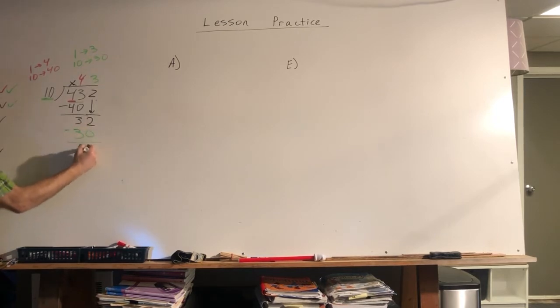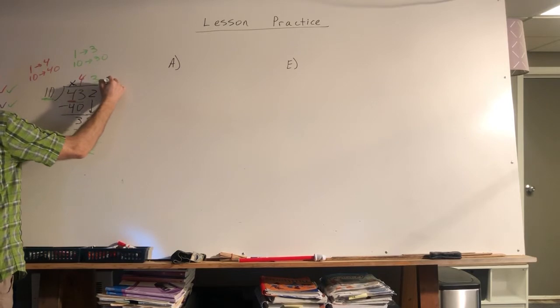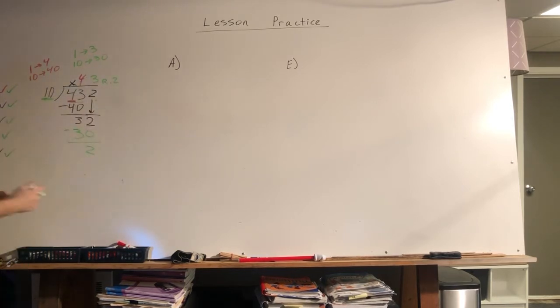Now I subtract. 32 minus 30 is 2. Now I compare. Cheese is 2 less than 10. Yes, it is. Now I bring down. There's nothing to bring down. So I have a remainder of 2. Remainder 2. 43, remainder 2.